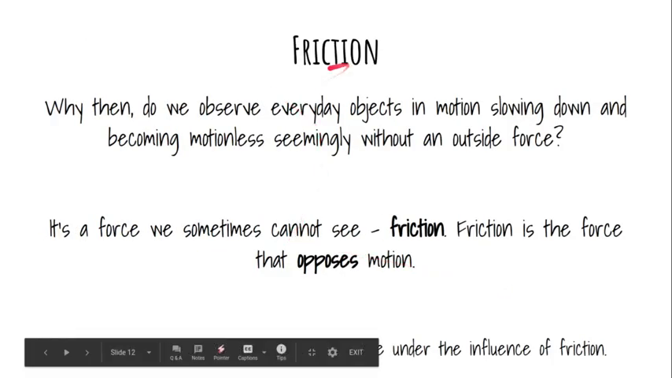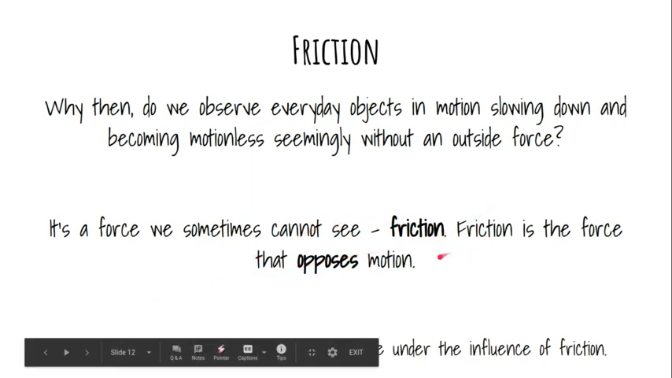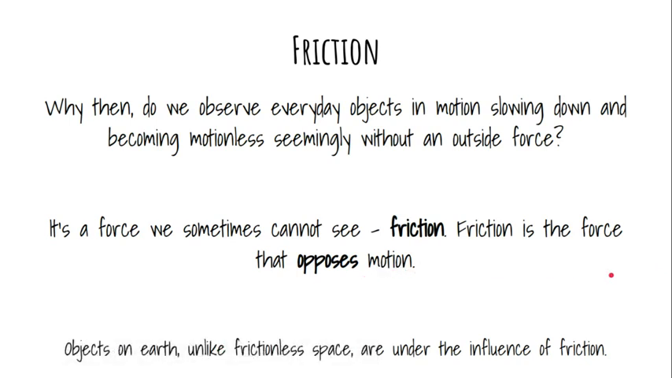All right, so then this goes over friction. And again, this is that unseen force that could cause a change in motion. Sometimes we see everyday objects in motion slowing down and becoming motionless without an outside force. So if you kick a soccer ball across the grass and it just stops moving, okay, it's likely due to friction from the grass. And basically, it's just a force that we can't see, and it opposes motion. It slows things down.